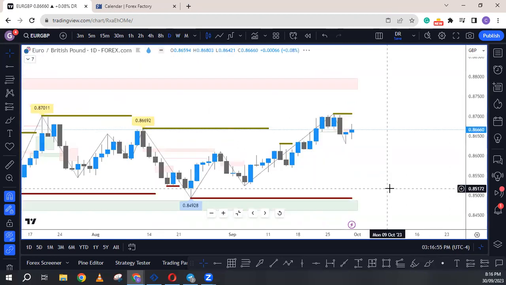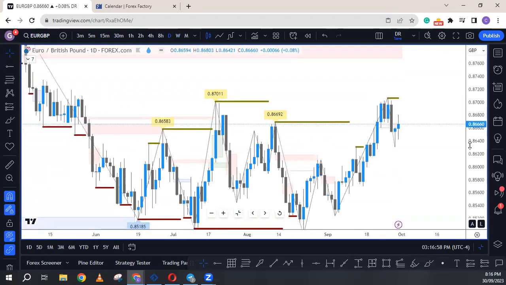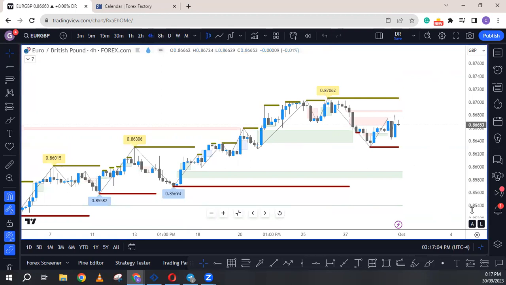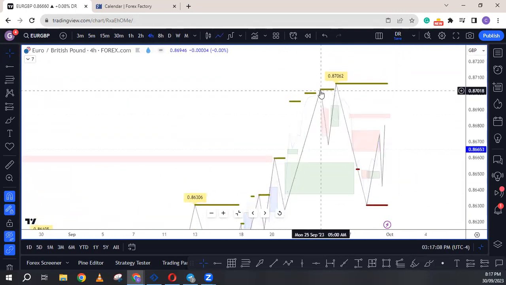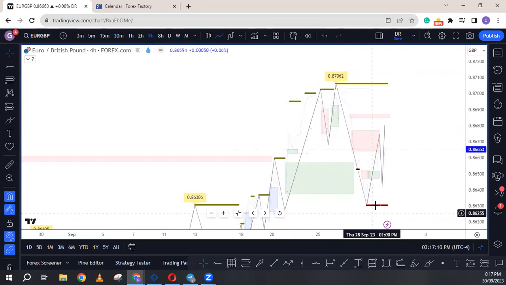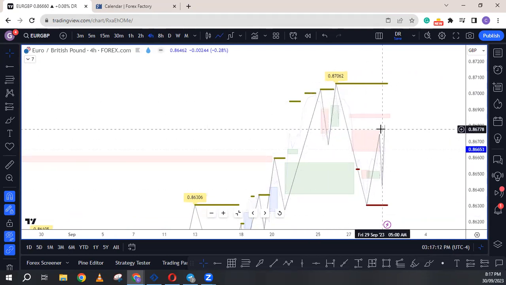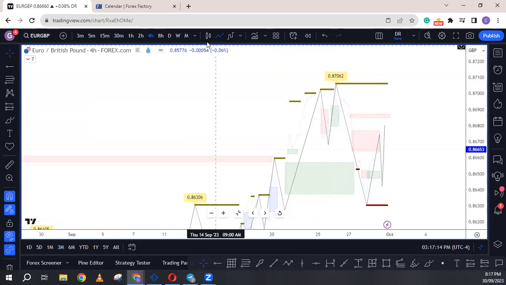If we look at this from the daily, we have a swing on the daily. On the 4-hour, there is a bearish breaker here on the 4-hour. We have this high, we have this, we have this. And we can see that price is moving back into that level.